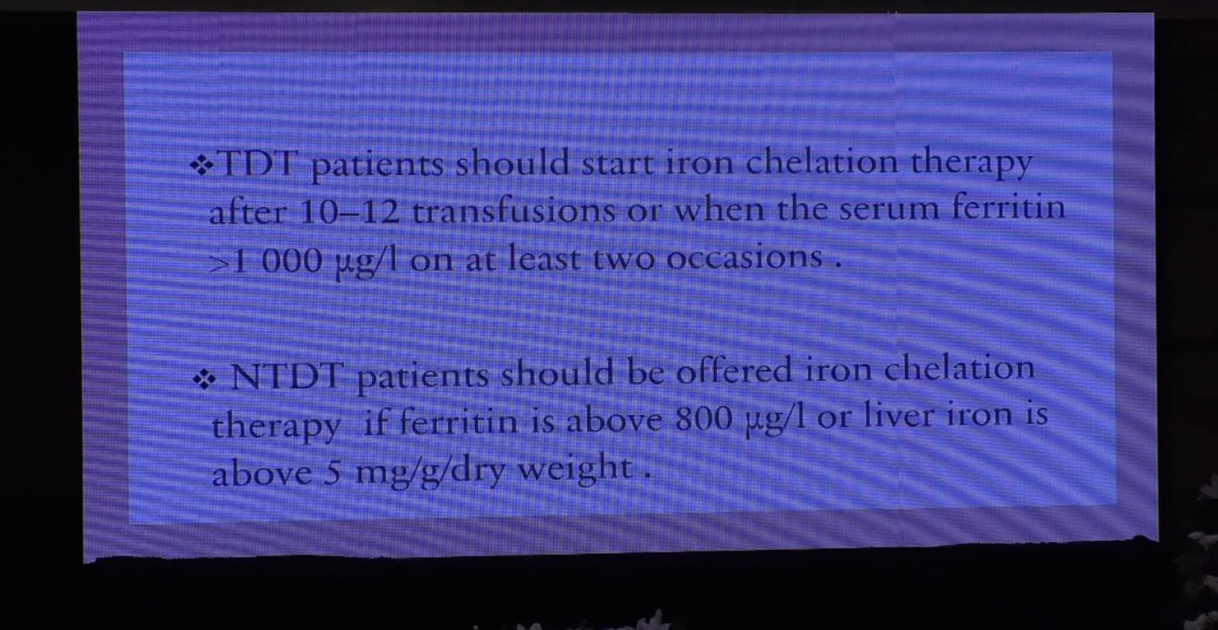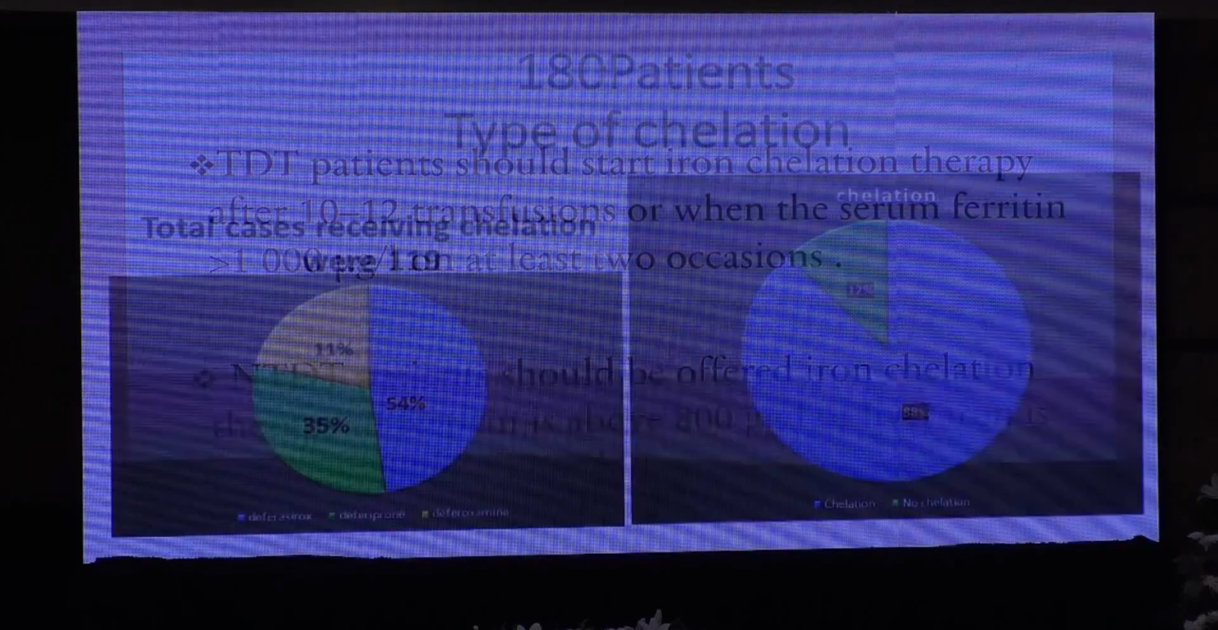A TDT patient should start iron chelation therapy after 10 to 12 transfusions or when the serum ferritin is more than 1000 on at least 2 occasions. But in case of NTDT, we have to start iron chelation if the ferritin is more than 800 microgram per liter or liver iron is above 5 milligram per gram dry weight.